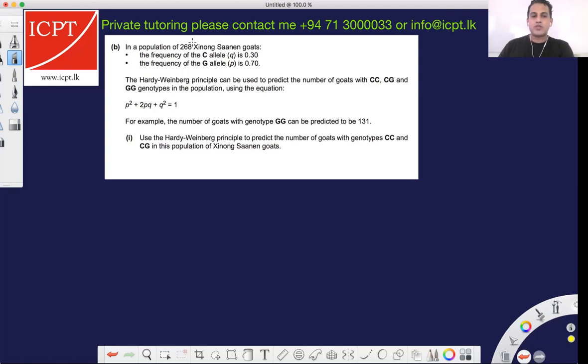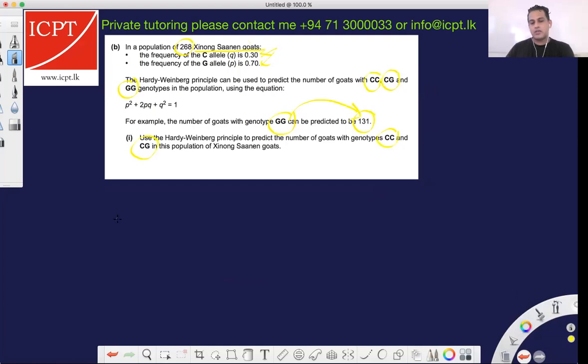In a population of 268 Xenon Saanen goats, the frequency of allele C is 0.30 and the frequency of allele G is 0.70. The Hardy-Weinberg principle can be used to predict the number of goats with genotypes CC, CG, and GG. For example, the number of goats with GG can be predicted to be 131. Use the Hardy-Weinberg principle to predict the number of goats with genotype CC and CG.